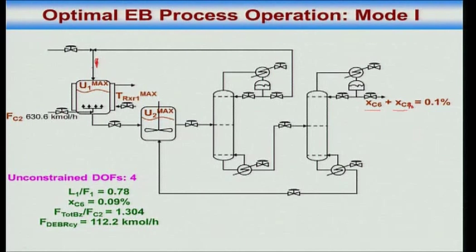Similarly, it turns out that the recirculation rate of diethyl benzene is 112.2 kilomoles an hour. This is mode 1. Agreed? So this is what the optimizer gives me. How to do the optimization, I don't want to bother you with all that, but how to use the results from the optimization for control structure synthesis, that is what we are interested in.